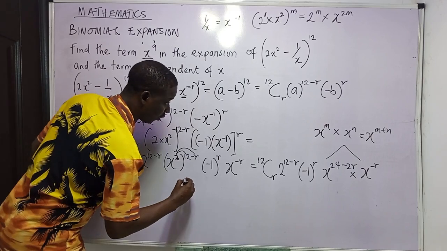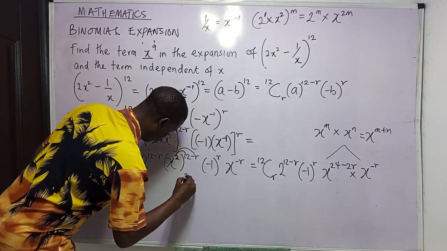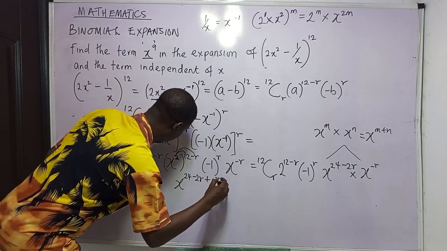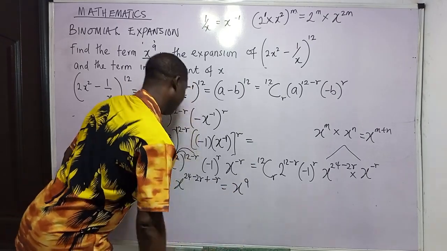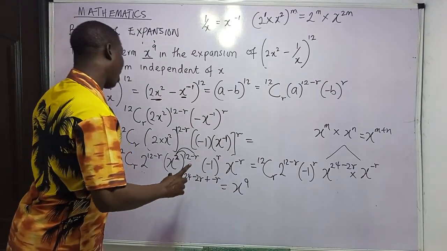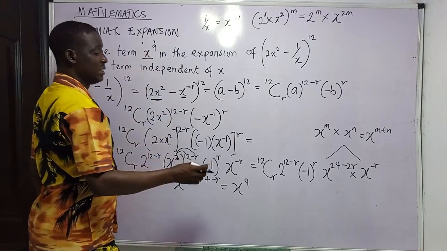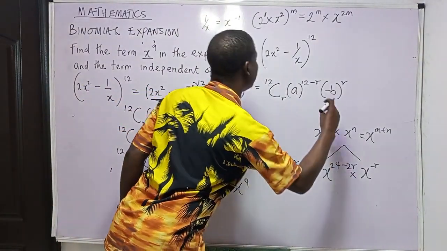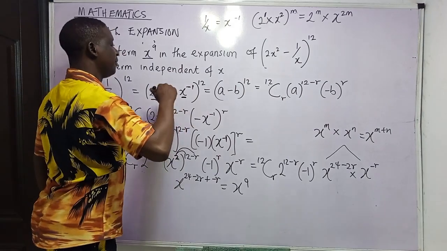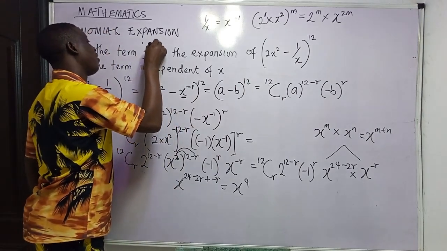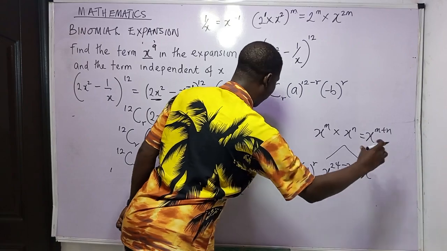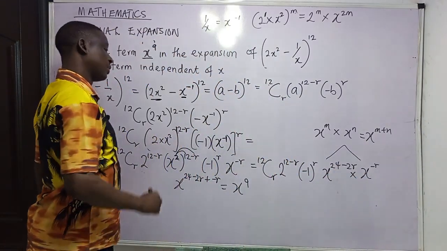So if I drag that one out, I'm going to have x to the power 24 minus 2r plus minus r equal to x to the power 9. So why am I doing that? For me to get my r. What we are looking for is that these two should be raised to a power, x to the power of 9. Then for us to have x to the power of 9, it means that when we add it together, it should give us 9. That's what they mean by that.